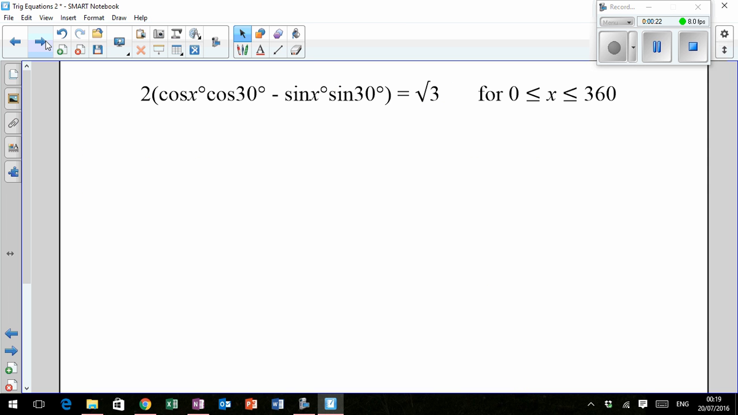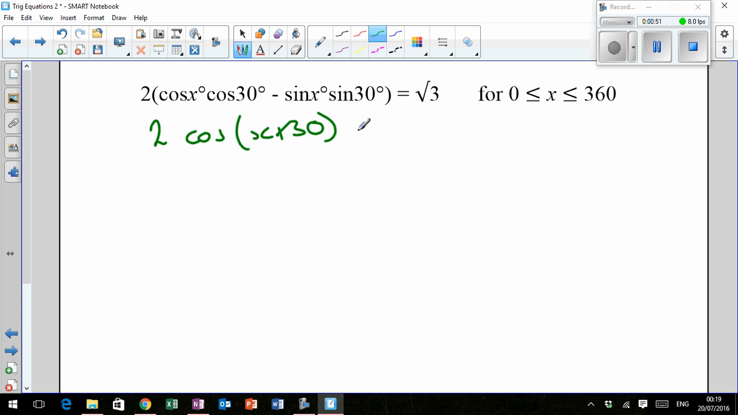Okay, now firstly we've got something that looks slightly more complicated here. 2 lots of cos x cos 30 minus sin x sin 30 is equal to root 3. Now, what we should be noticing is that this bracket is a version of our addition formula. So that thing there is really cos of (x plus 30). So our equation becomes 2 lots of cos (x plus 30) is equal to root 3. And then it's just exactly the same as it was before.